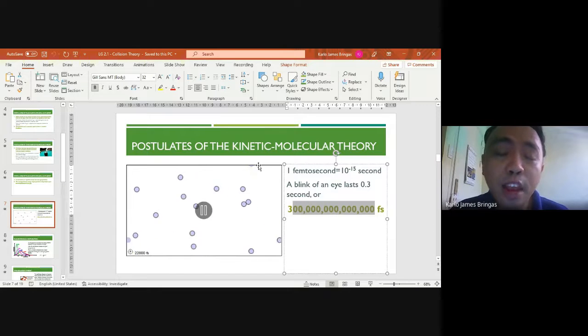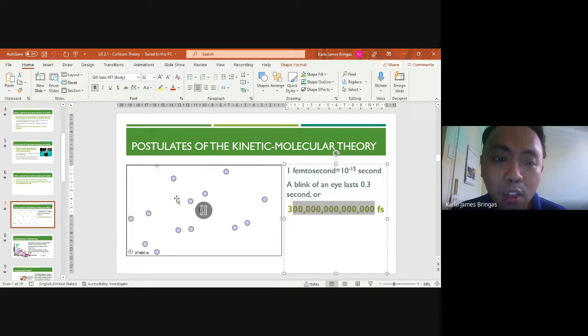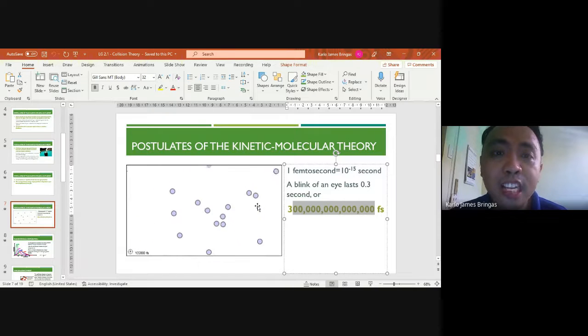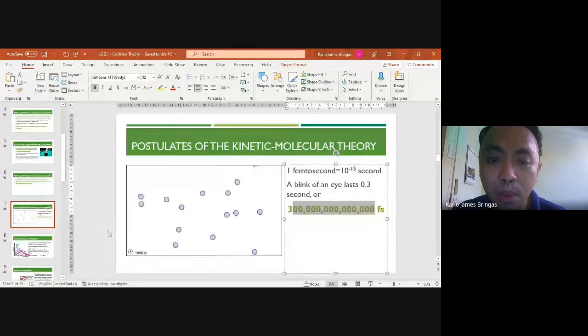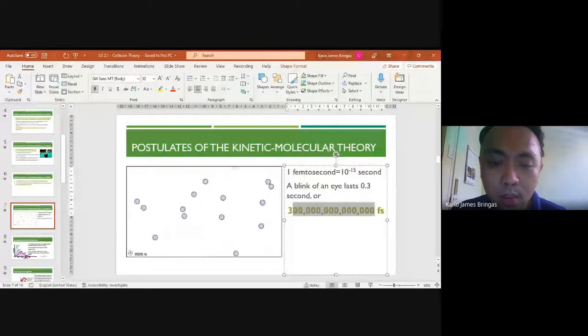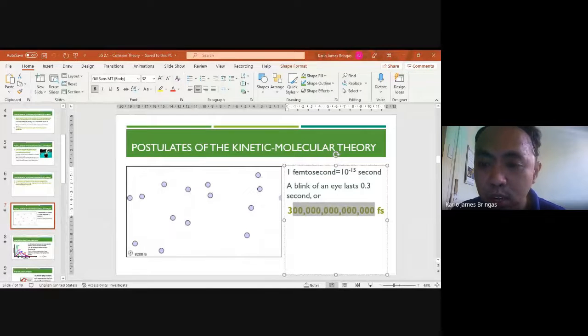So at a given temperature, our gas particles can have a variety of speeds. Some of them might be moving quite slow, while some of them are moving very, very fast. So what we can do now is try to measure how much of the gas particles are moving at a particular speed and construct a graph for that. That graph is what we call the Boltzmann distribution. So let me start the animation for this one.